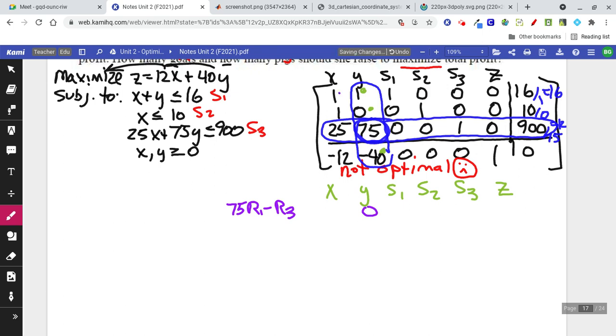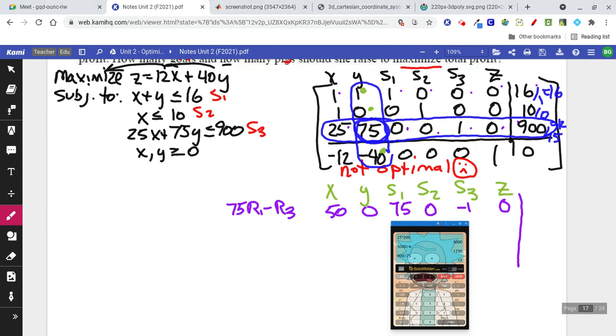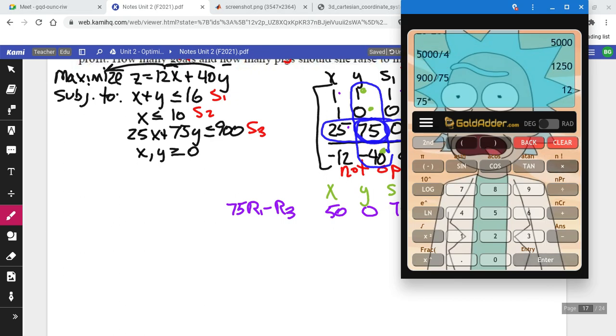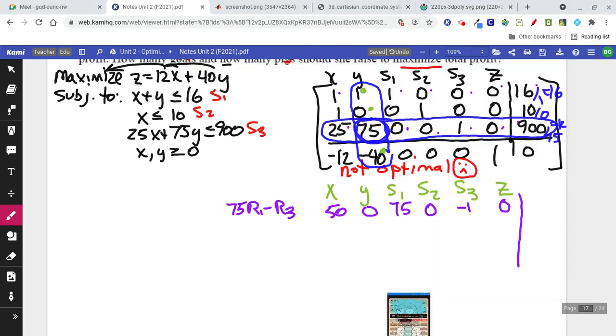So do that all the way across. 75 of these minus this is 50. 75 of these minus this is... no, that's 75, sorry. 75 zeros minus 0 is 0. 75 zeros minus 1 is -1. 75 zeros minus 0 is 0. Bar. 75 16s minus 900. Need a calculator. 75 of the 16s minus 900 is 300.